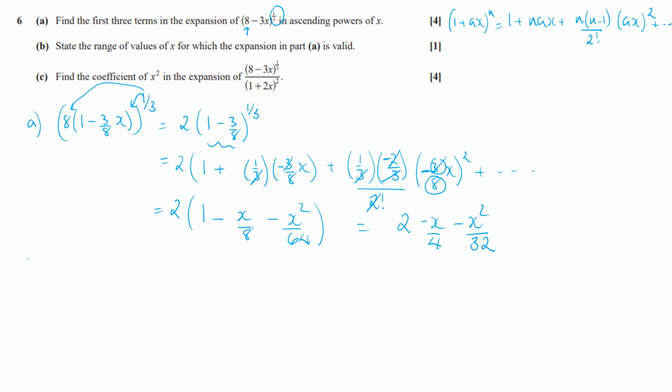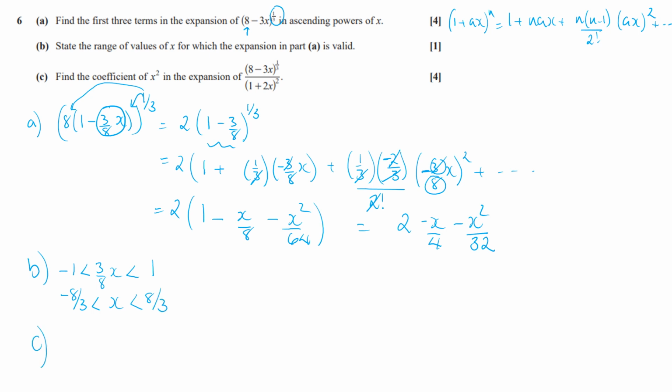For part B, state the range of values for which it is valid. Well, you always just take this part here and say that that is going to be between minus 1 and 1. So that's 3/8 of x. And then we just rearrange, cross multiply to get x on its own. So x will have to be greater than minus 8/3 or smaller than 8/3.